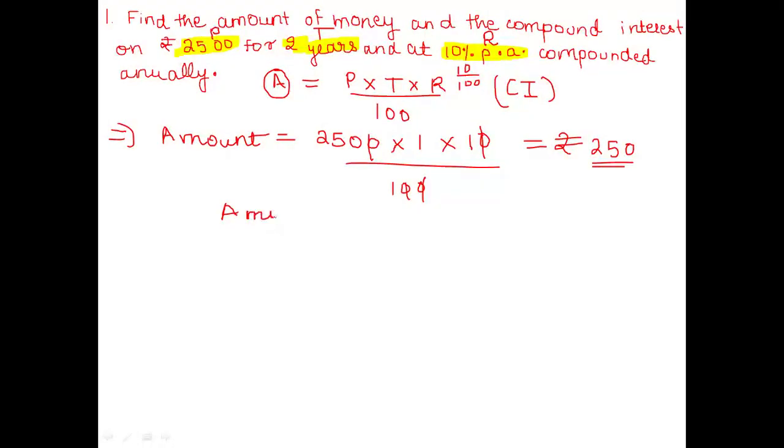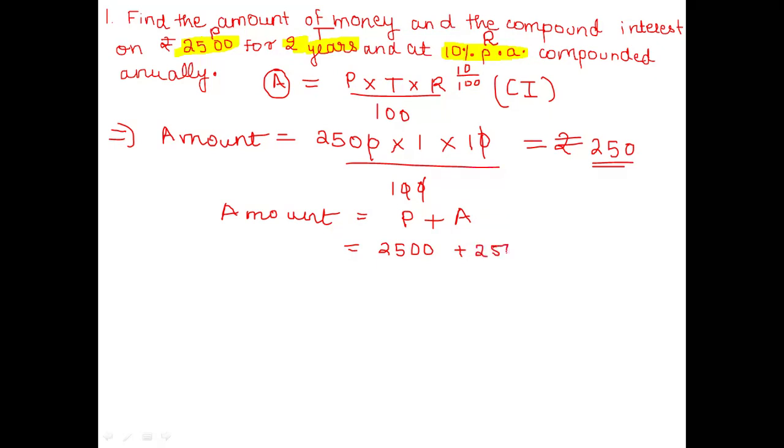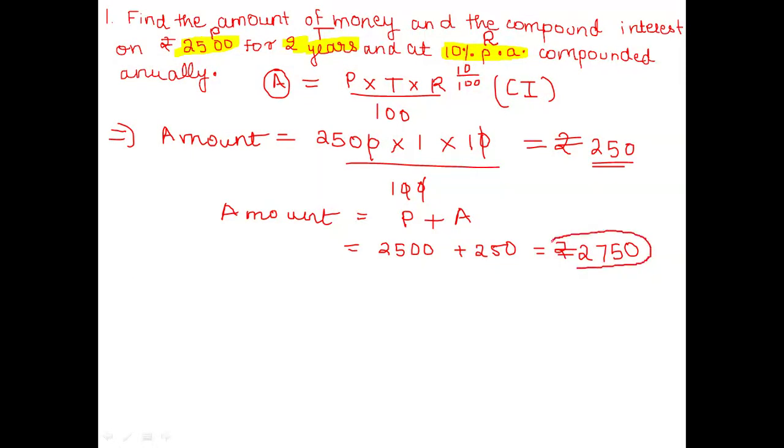So our amount to pay would be principal plus amount, which is 2500 plus 250, which is nothing but 2750. Now the second year: our amount over here becomes our principal for the second year. Our principal for the first year was 2500, but now our amount for the first year becomes our principal, so it will be 2750.